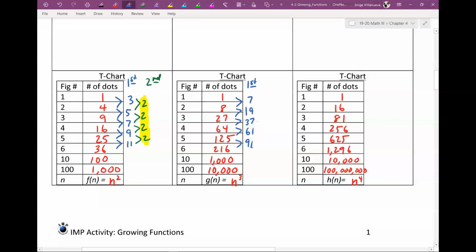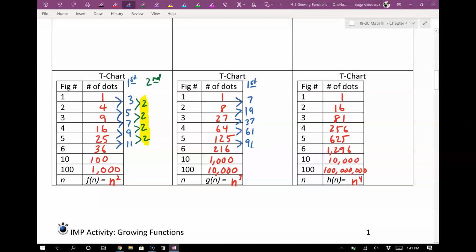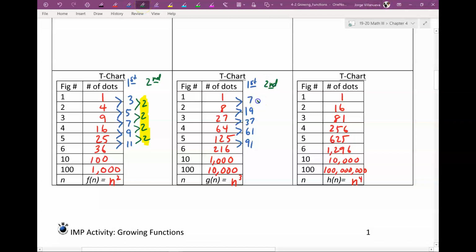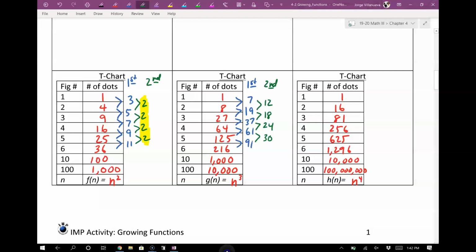Okay, when you subtract them, those are not the same. So I go on to the second set. Okay. So when I do the second set, 19 minus 7, that's 12, and 37 minus 19, that's 18, and then 61 minus 37 is 24, and then 91 minus 61, 30. But those don't match either, which is good because if they would have matched, then my original function would have been wrong, right? I needed to be a third power, so that means this next one should work.